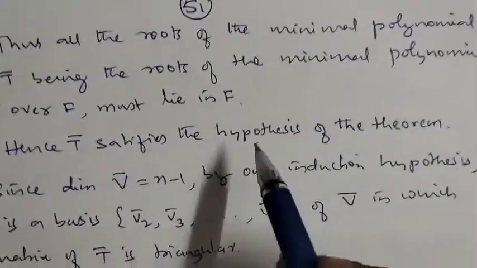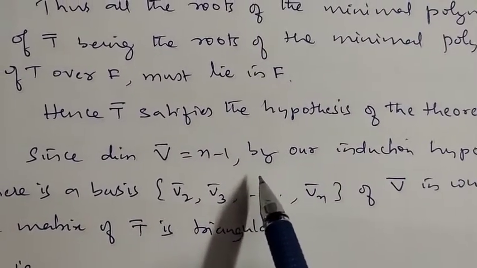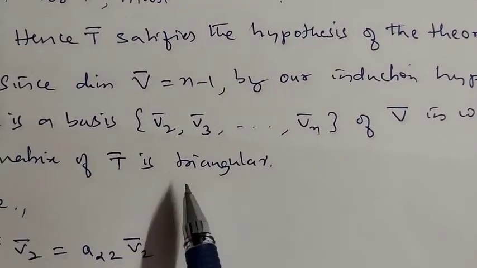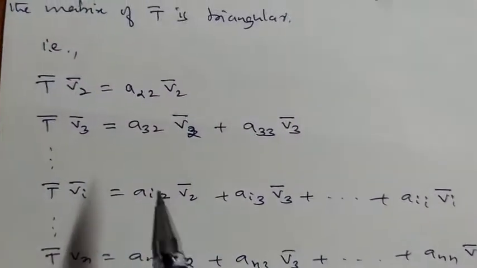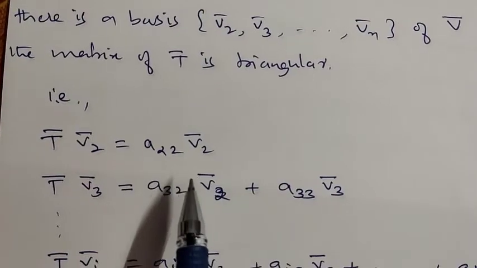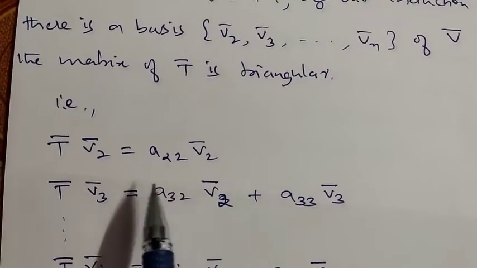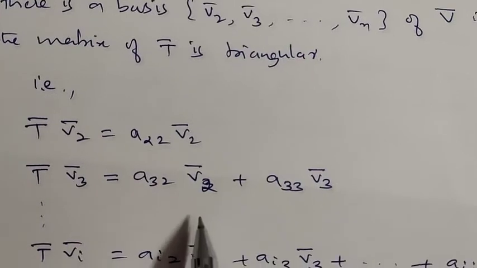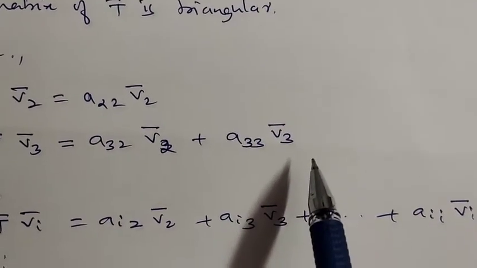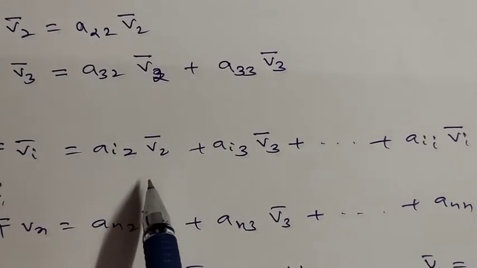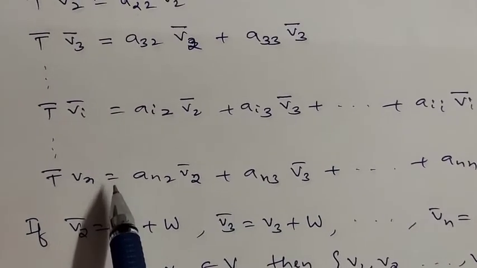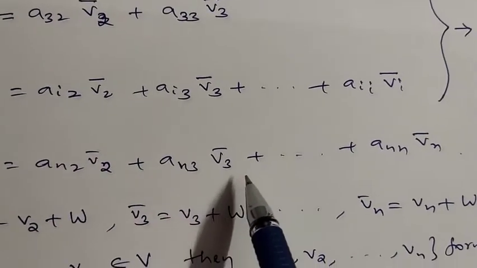Let us take up this now. Say the dimension of V bar is n minus 1. So there exists a basis v2 bar, v3 bar, etc., vn bar of V bar in which the matrix of T bar is triangular. Means T bar of v2 bar can be written as a22 v2 bar. Right? I start with 2 and end at n, means n minus 1. So T bar of v3 bar is equal to a32 v2 bar plus a33 v3 bar. In general T bar of vi bar is equal to ai2 v2 bar plus ai3 v3 bar, etc., plus aii vi bar, and T bar of vn bar is equal to an2 v2 bar plus an3 v3 bar, etc., plus ann vn bar.